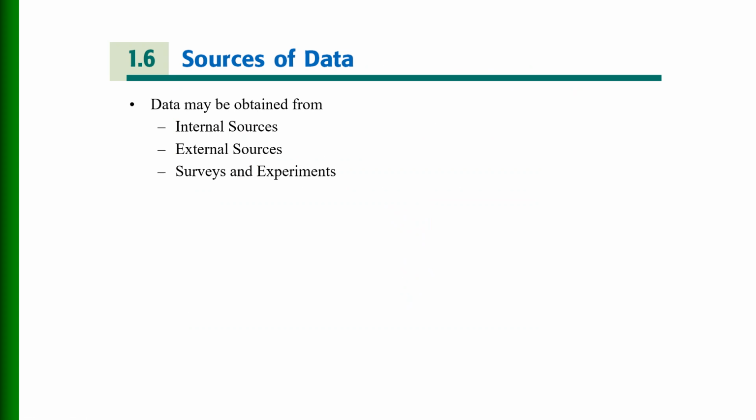These are sources of data. Data may be obtained from internal sources or external sources. We may also call them primary sources or secondary sources. Primary sources are those when we collect data for the first time, and secondary sources are those which are in published books or reports, surveys, and so on. We also obtain data from surveys and experiments.